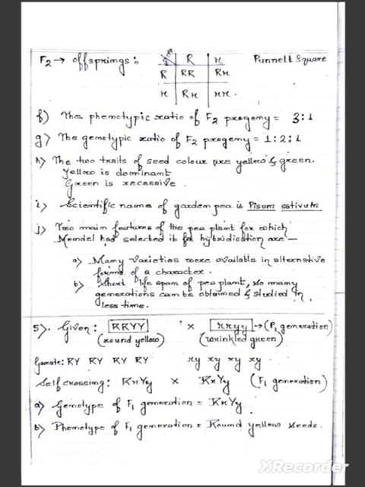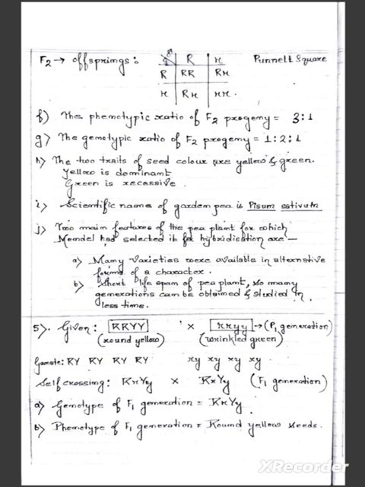The first question given: give the genotype of the F1 generation. The genotype of the F1 generation will be capital R, capital Y, small y. And the next question is, mention the phenotype of the F1 offspring. The phenotype of the F1 offspring will be round yellow seed.